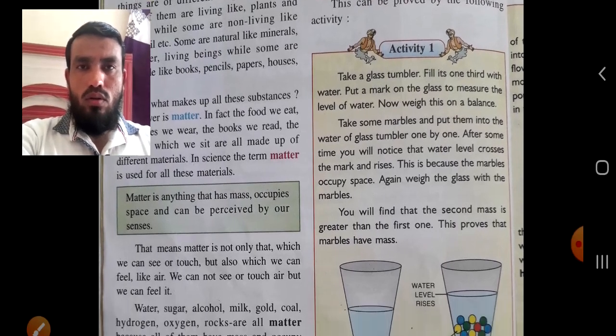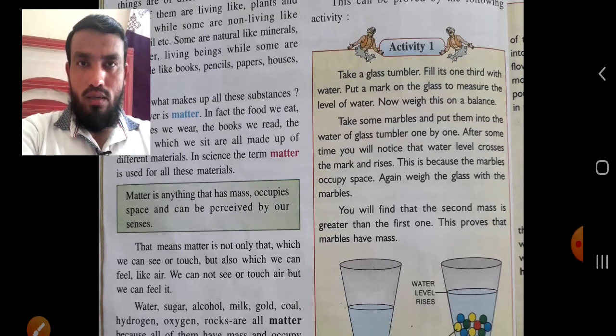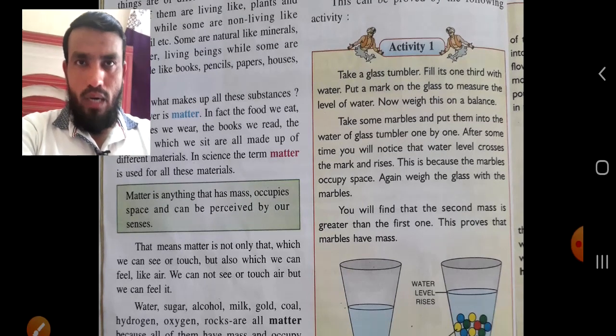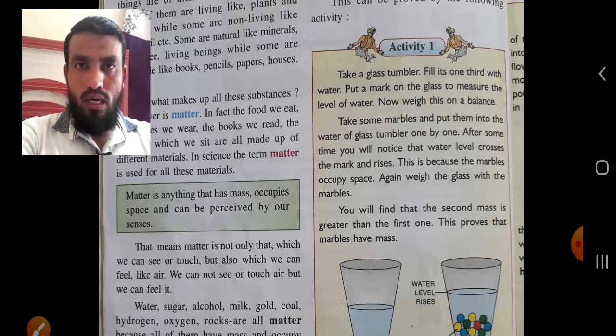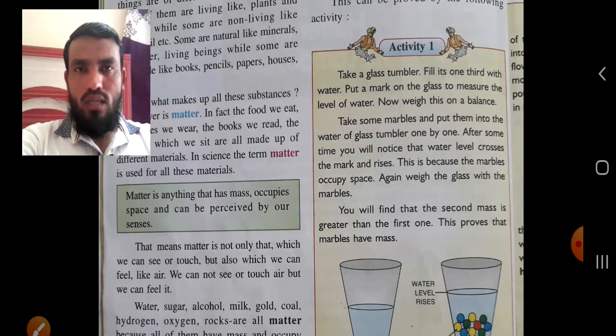So now we have to keep in mind what is matter, because we are telling everything is made by the matter. So we have to see the definition of the matter now. The definition we can write in our books also. The matter is anything that has mass and occupies space. What is matter? Matter is anything that has mass, it occupies space, and can be perceived by our senses.